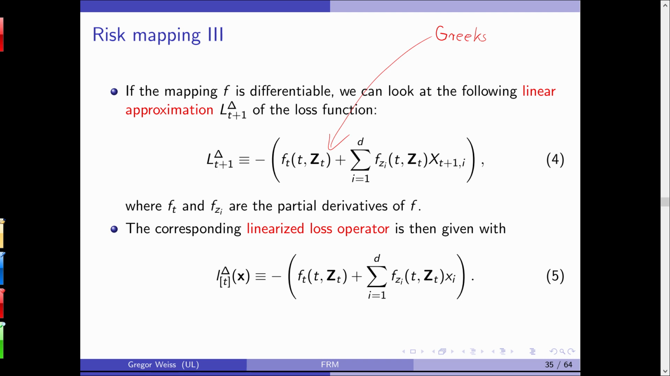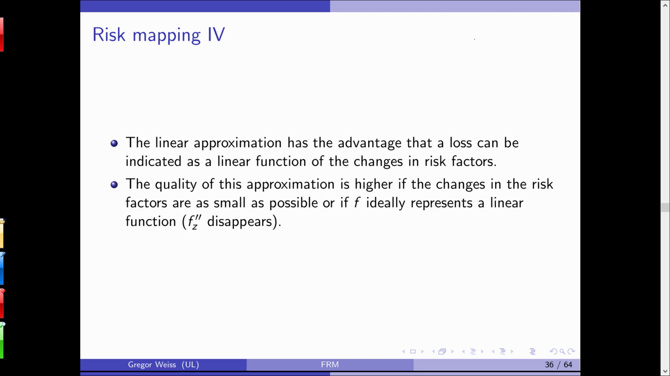So this is one application of the Greeks from option pricing. And down here you have the same with the linearized loss operator. Now, the advantage of using the linearized loss distribution is, of course, that it makes things much more simple. It makes things simpler, and you can try to calculate the losses in less time and with less effort.